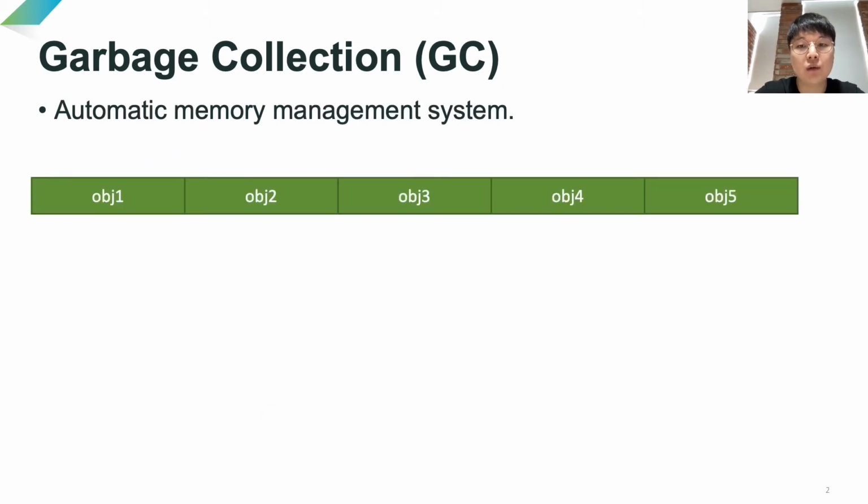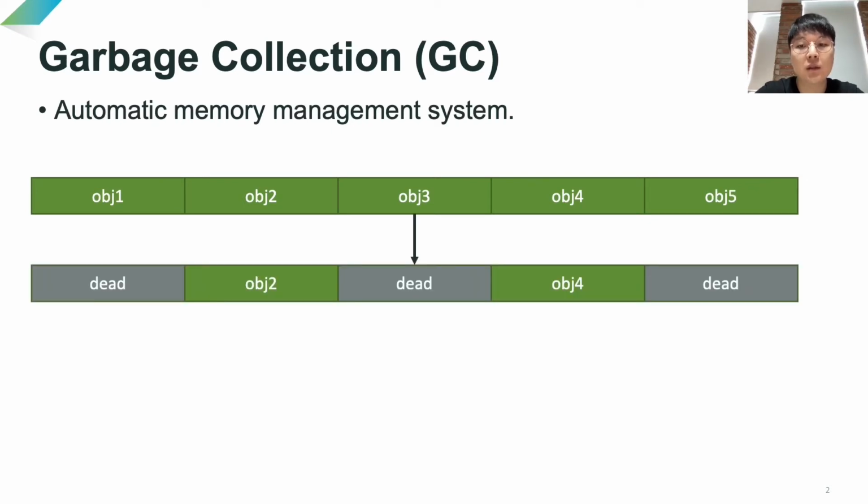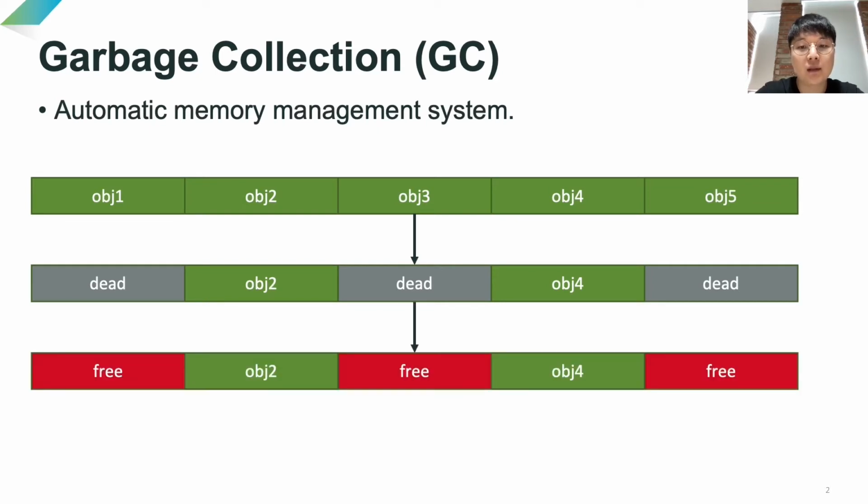Let's review how simple garbage collection works. Assume that 5 objects are allocated and managed by the garbage collector. First, the garbage collector figures out which objects may still be in use in the rest of the program execution. We refer to objects that are still in use as live objects, and objects that are no longer used as dead objects. Then the garbage collector frees the dead objects.